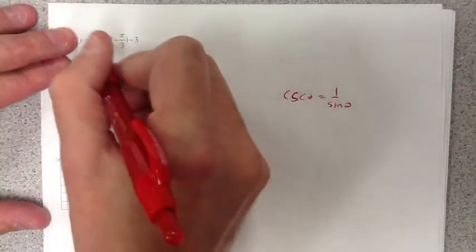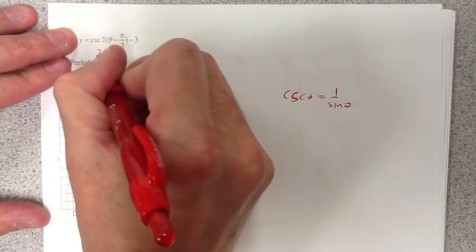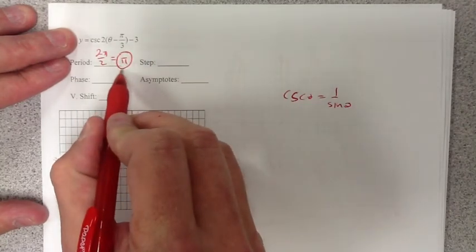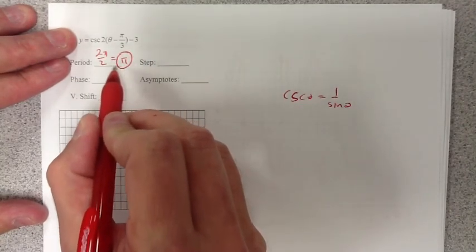To get our period, we're going to get 2 pi over 2, because our b is 2 now. That gives me pi. Now, if you notice, our period is half of what the 2 pi was.